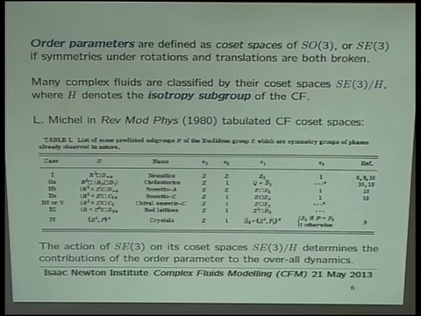Okay, so here's what I was saying at the beginning. Louis Michel, in 1980, classified order parameters, defined them as coset spaces of SO3 or SE3 for broken symmetries of rotations and translations, or both. Okay, so a good number of the things we know and love are classified by G mod H, where G is the broken symmetry, SE3, and H is the symmetry that remains.